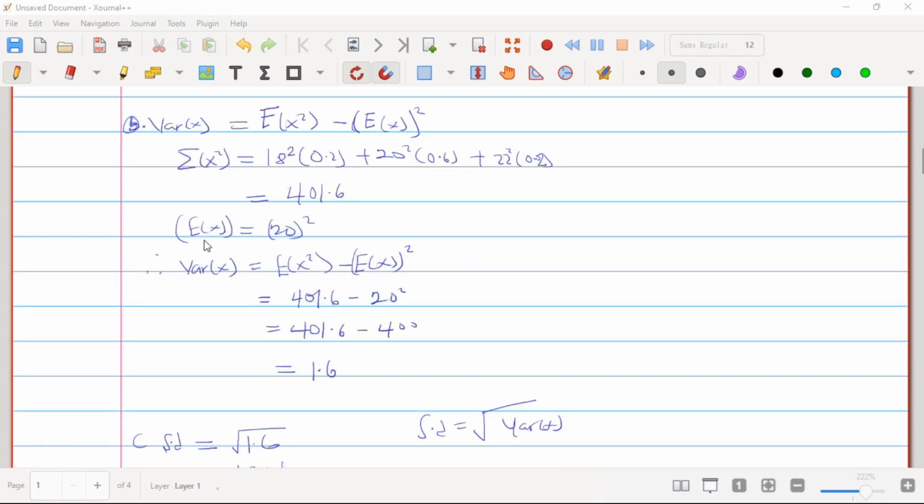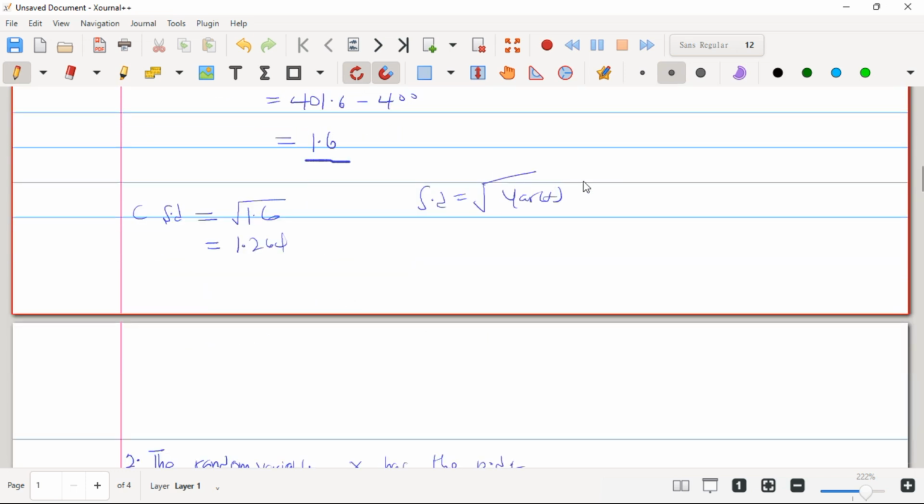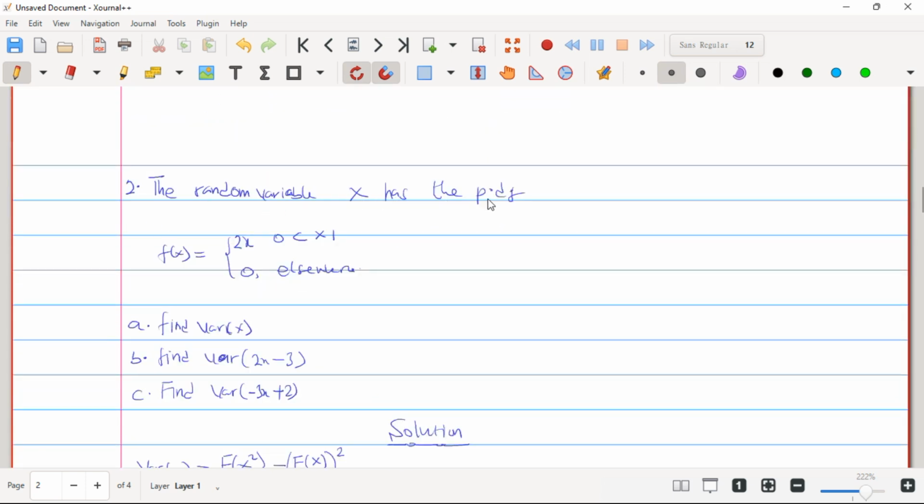And we already have our expectation of x, so we are just going to square it. Our expectation of x squared, we are going to get 20 raised to the power 2, right? So variance of x is given by expectation of x squared minus expectation of x all squared. So here will be 401.6 minus 20 squared, which is 401.6 minus 400. Then we are going to get 1.6 as our answer. And then our SD is just the square root of the variance, and our variance is 1.6. So the square root of 1.6 is giving us 1.264, right?